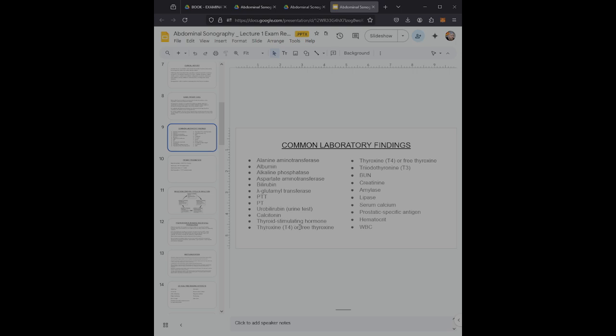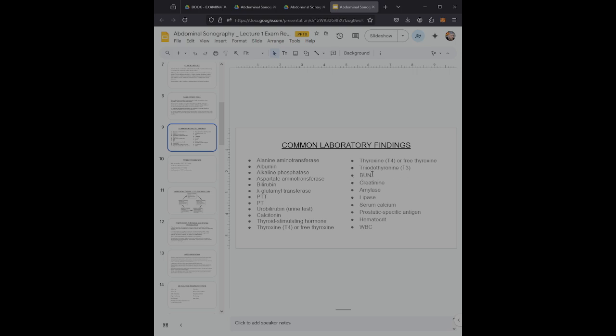Thyroxine, or free thyroxine, T4, is one of the indicators of the state of the thyroid, and its increases indicate hyperthyroidism, and its decreases would indicate hypothyroidism. Triiodothyronine, its increases indicate hyperthyroidism, and its decreases indicate hypothyroidism.